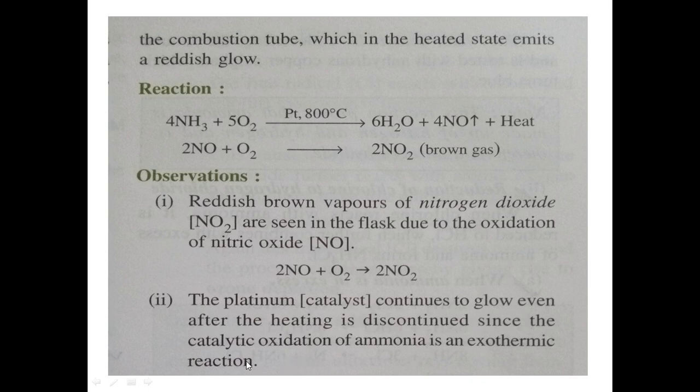So the platinum catalyst that is kept inside the combustion tube will have a reddish glow, and this reddish glow remains for a longer period after discontinuing the heating, because catalytic oxidation of ammonia is an exothermic reaction. So the heat needed for the reddish glow of platinum is provided by the reaction itself. So it will be continuously glowing after the heating is discontinued. It will glow because the reaction is an exothermic reaction.